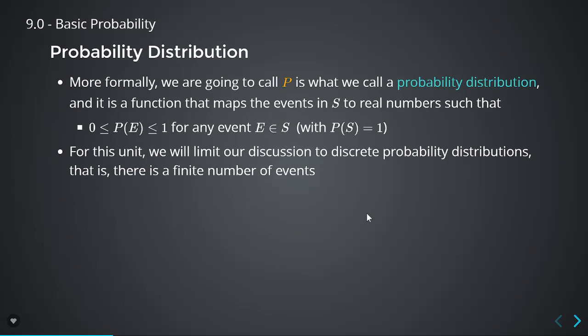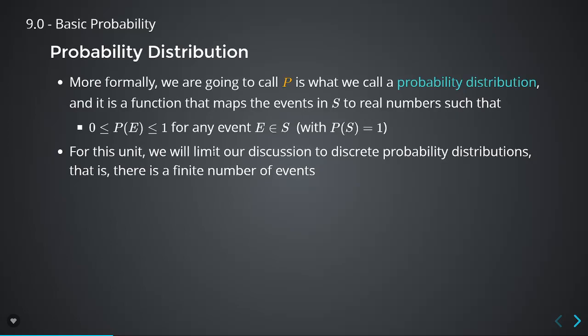A bit more formal now. We're going to call P a probability distribution. And you can think of P as a function that maps the events in the sample space to a real number. And it has to follow this rule: the probability of an event must be between 0 and 1. Right? You can't have a probability of 2.0. Probability is always between 0 and 1, like 1/2, 3/4, 0.25, whatever.